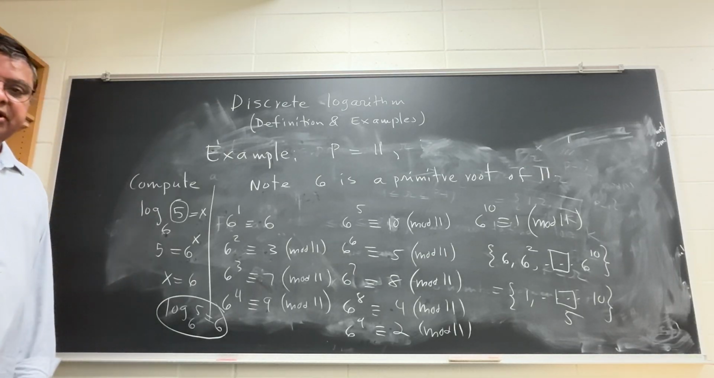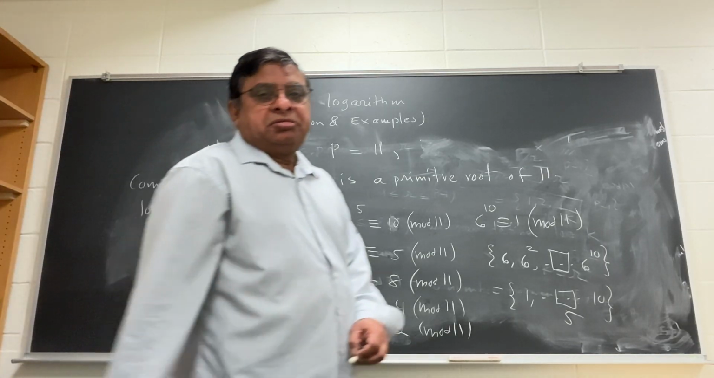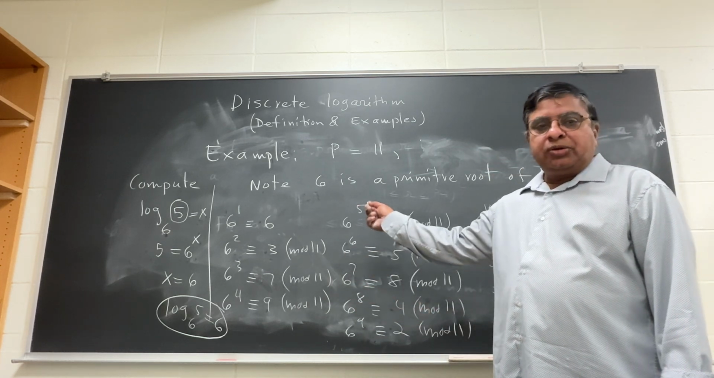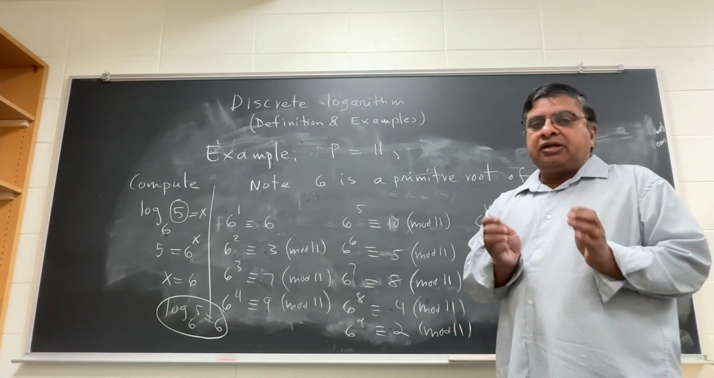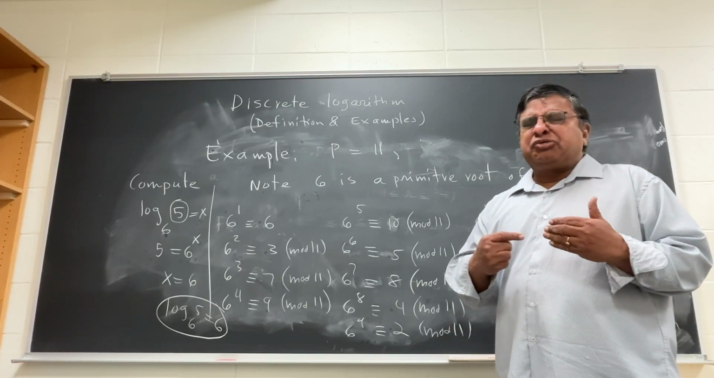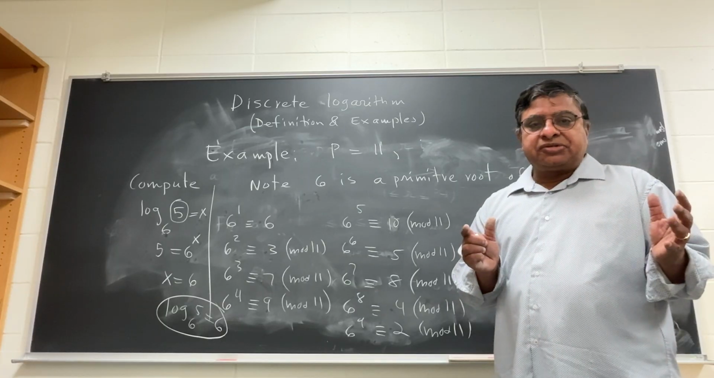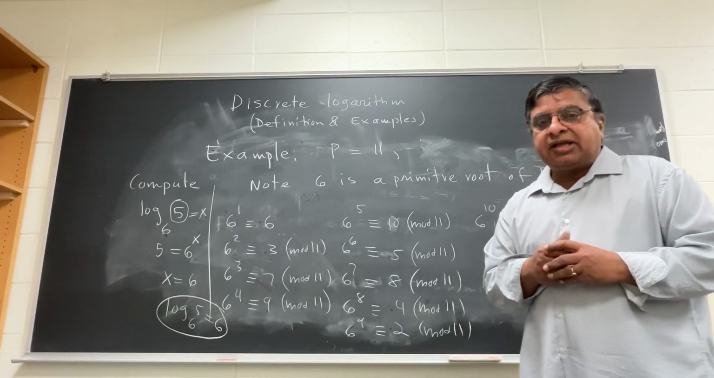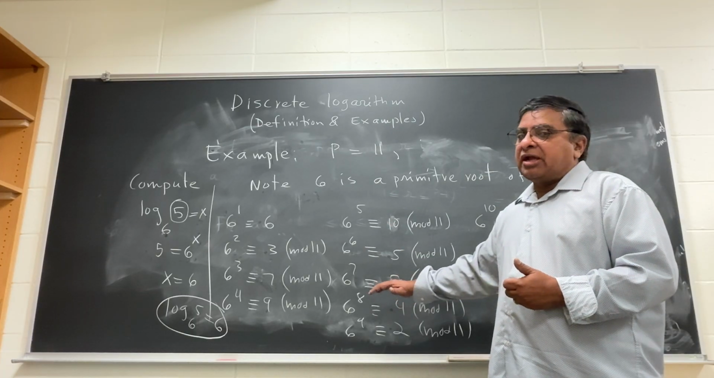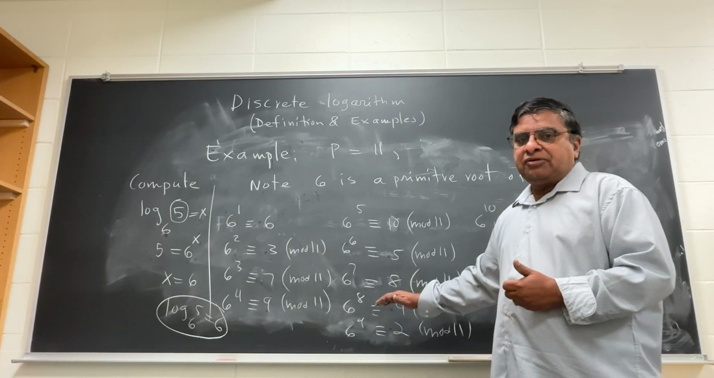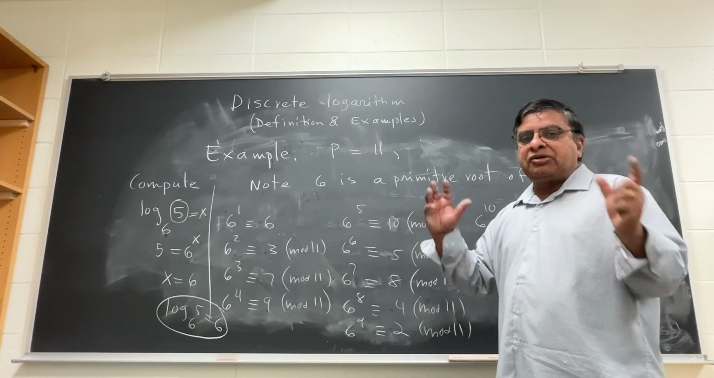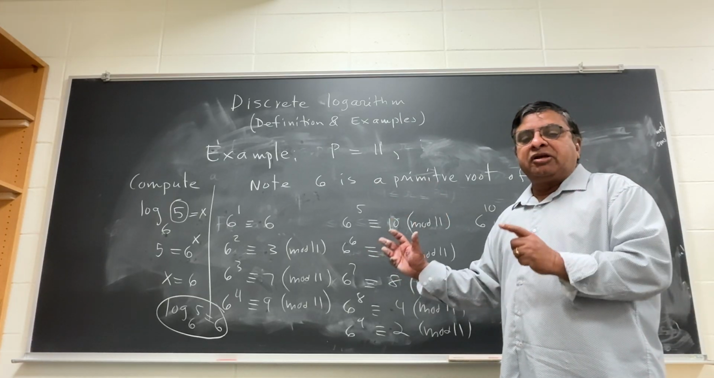Understand? That's an example. Again, this is a tedious process, and we don't do it this way. There are certain algorithms to compute discrete logs of certain numbers, as I mentioned in class, but this is an example, and as I said, it's very tough to compute discrete logs for large numbers, and that's what provides security for public key cryptography.